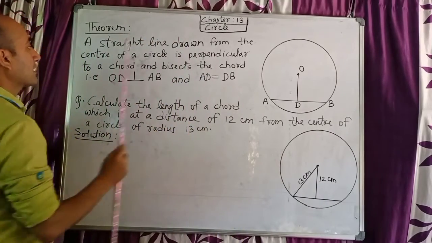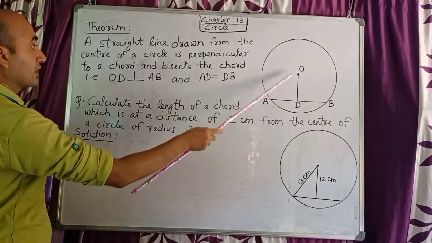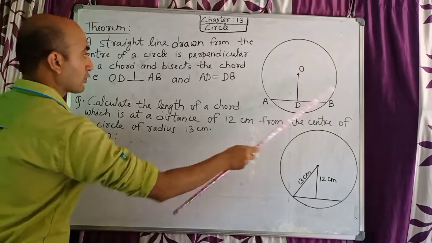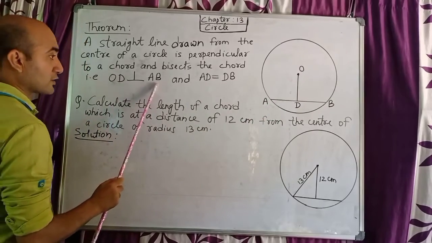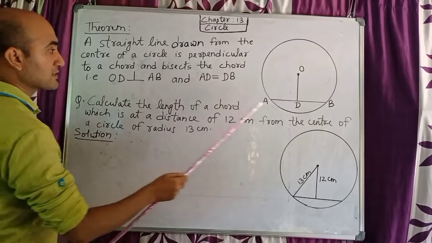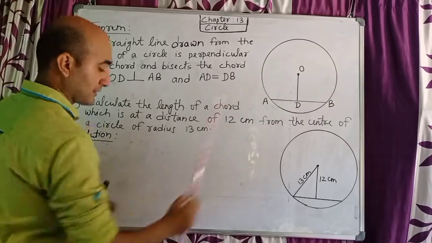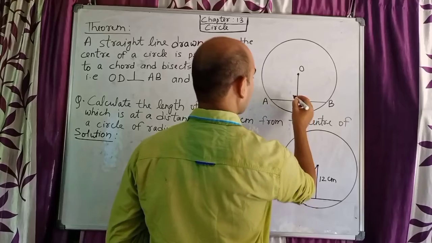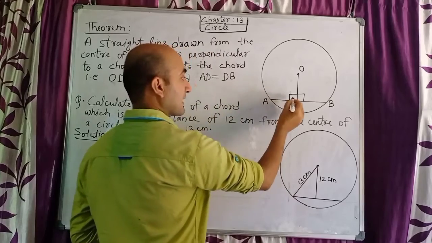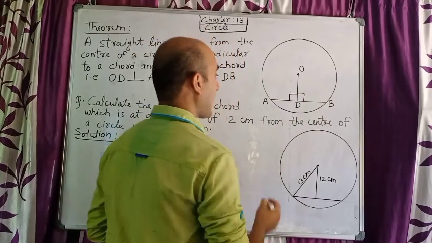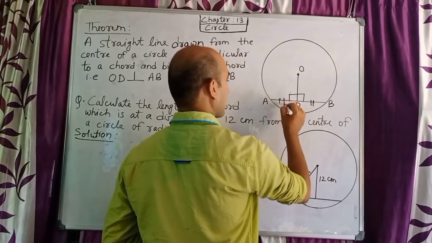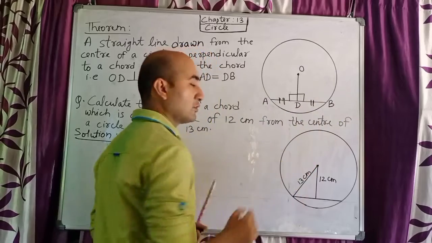A straight line drawn from the center of a circle is perpendicular to the chord. Yes, this is perpendicular to the chord AB. That means OD is perpendicular to AB and bisects the chord. Bisects the chord means it makes it equal. AD is equal to DB. Perpendicular means it makes 90 degrees on both the sides. So it is making 90 degrees. This is the meaning of perpendicular. And bisects means both the lines become equal. So these two lines have become equal, that is AD is equal to DB.